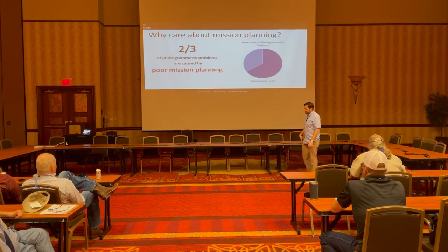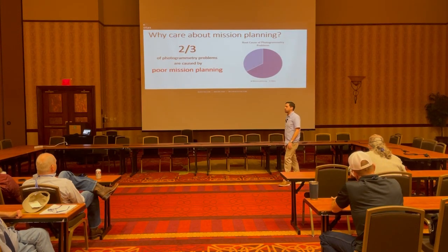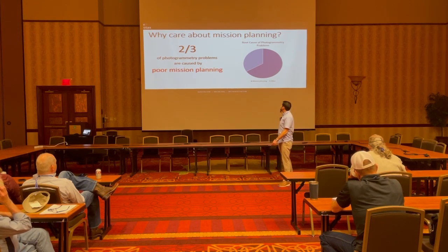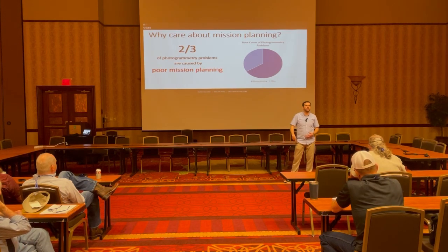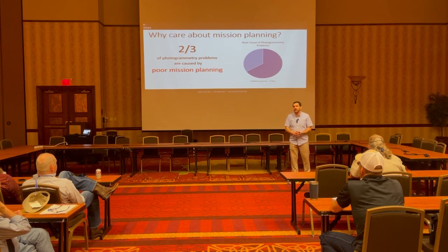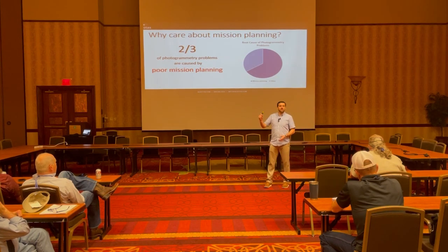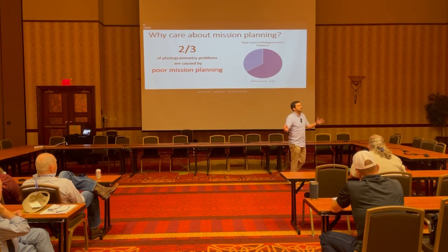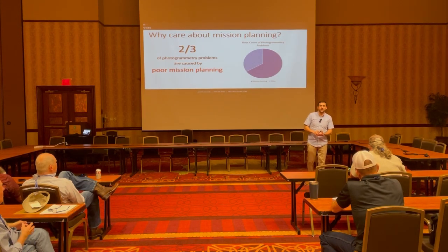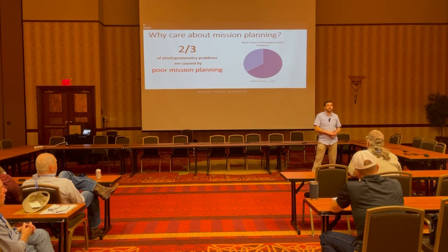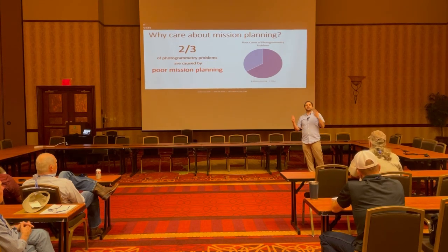What we have typically seen is, of all of the projects that come into us, about 2/3 of photogrammetry problems are caused by bad mission planning. It is not because someone shot the drone. It is not because there was a car driving and it ran over your ground control points, although we see that sort of thing too. It's not because it started raining. It's because of poor mission planning.